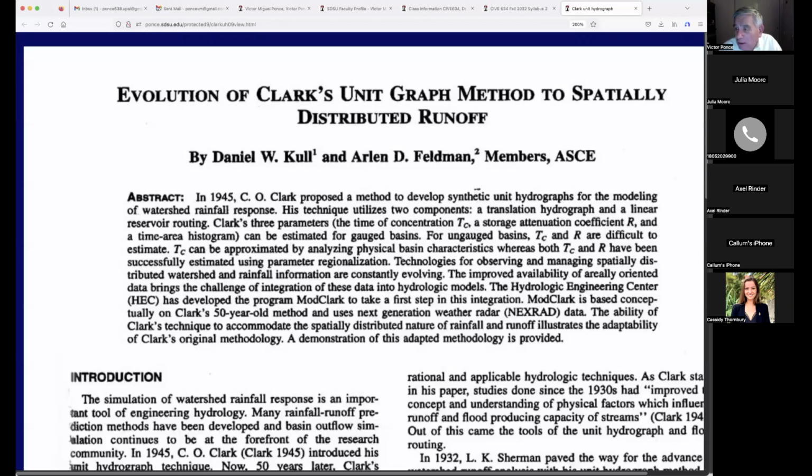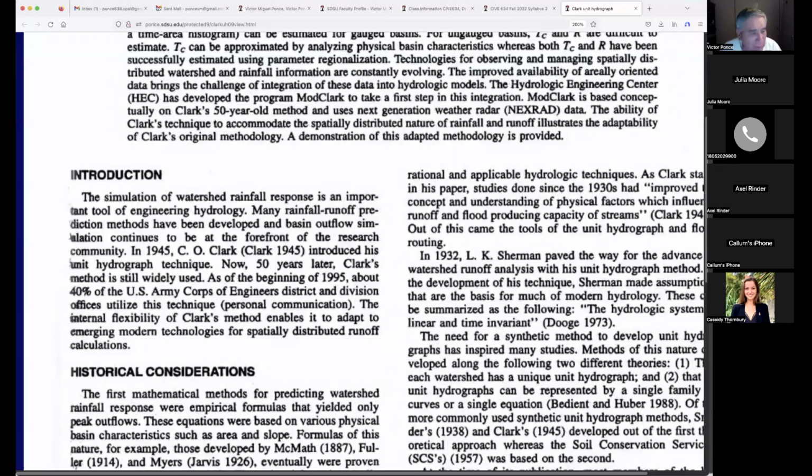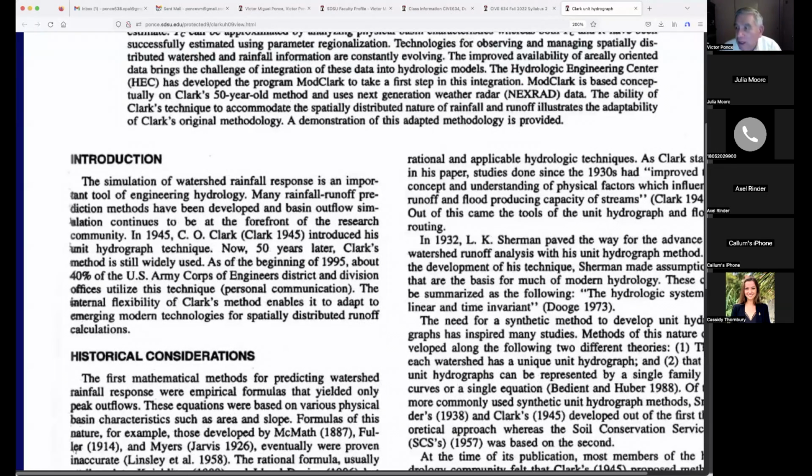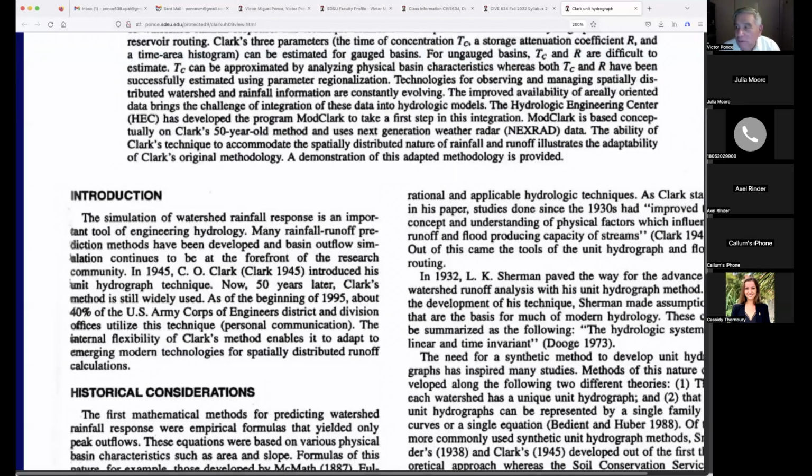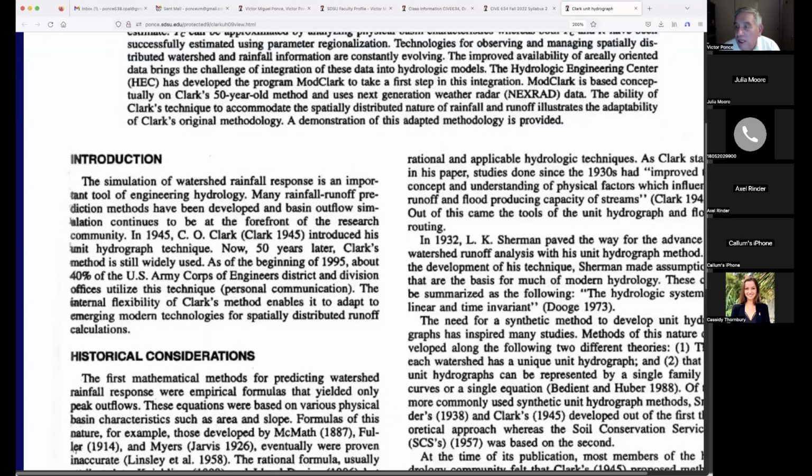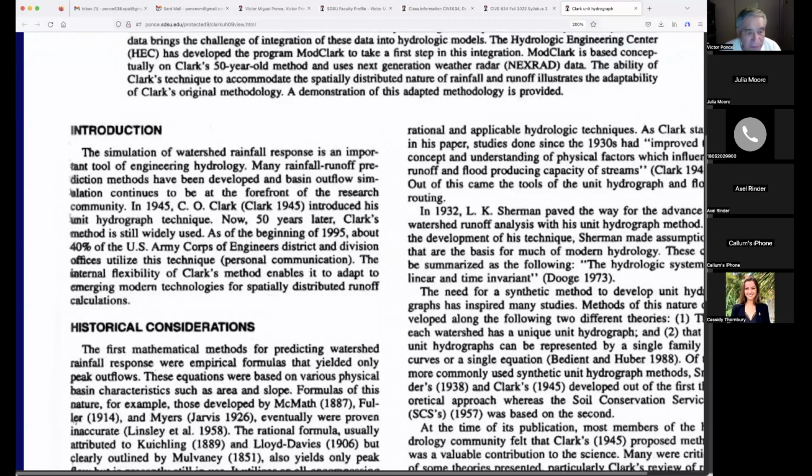So they went with the first route, easy, KISS principle. We're going to do Clark. We like Clark anyway. We are Army Corps. We've been using Clark for 40 years. We don't want to drop it just like this. So that's what they did. So this entire paper is for the purpose of justifying what they did, the path that they took, meaning using the Clark method in the new generation of spatially distributed data, GIS, radar, etc.